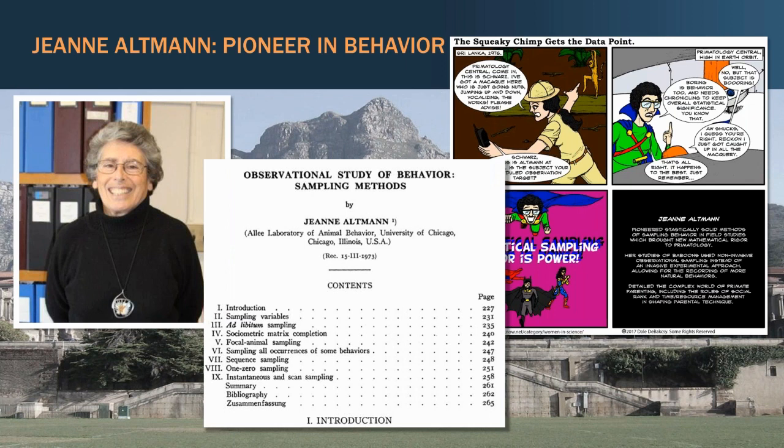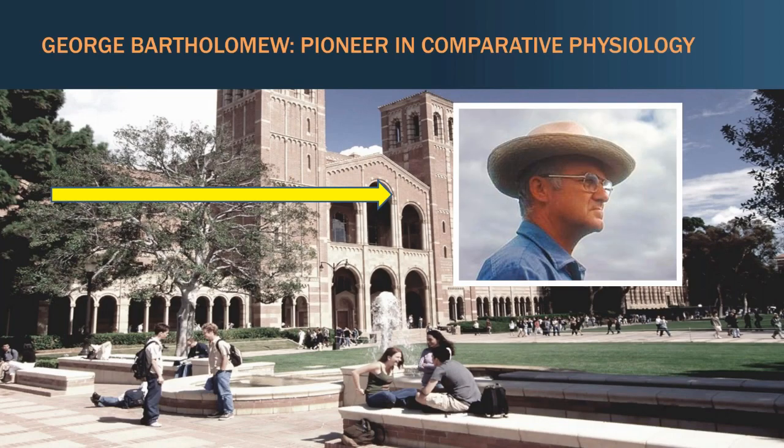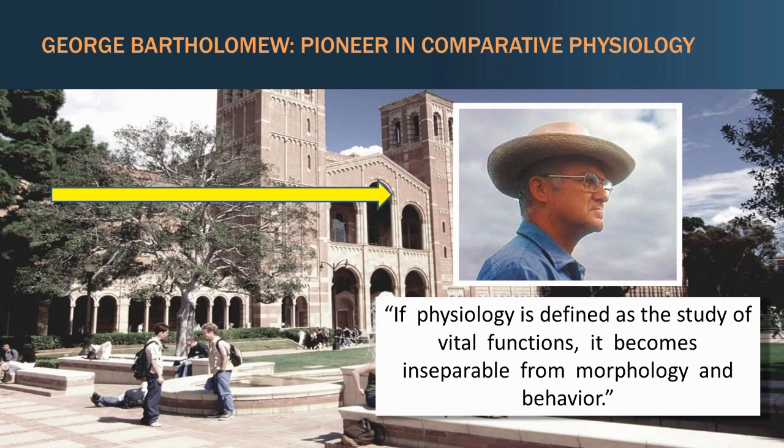But in any event, I studied for my master's, which would later turn to a PhD, in ecological physiology under Gideon Lowe. Anyway, George Bartholomew from UCLA actually came to do some work at the lab and stole me, and I became his last student at UCLA. He was a very holistic physiologist and believed that physiology and morphology and behavior are pretty much inseparable things.